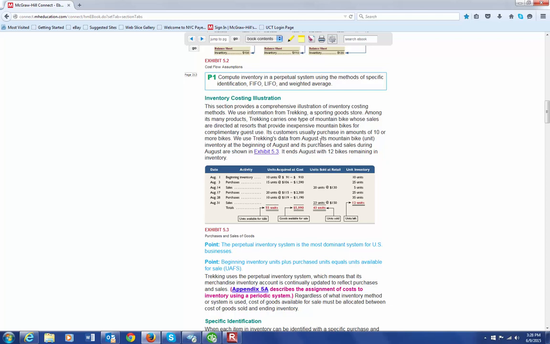Now, the information we have here is shown from the month of August, and it shows their purchases and sales during August. And at the end of August, they had 12 bikes left in inventory. So you can see here what they purchased and at what cost they paid for it. And as you can see, they have 4 different cost amounts that they paid. But what they sold doesn't change. They sold 20 units at $130, and then they sold another 23 units at $150 apiece.